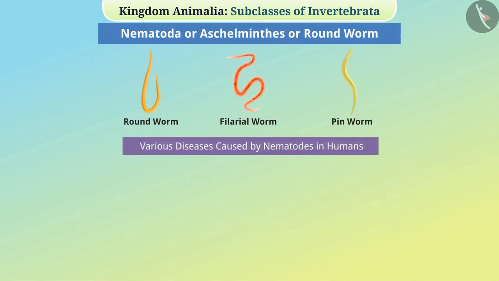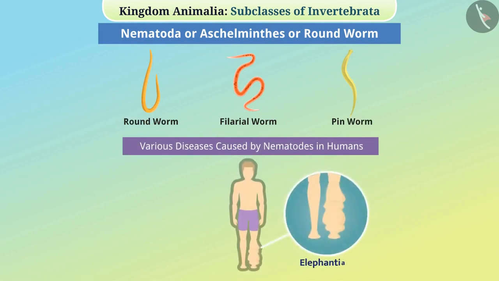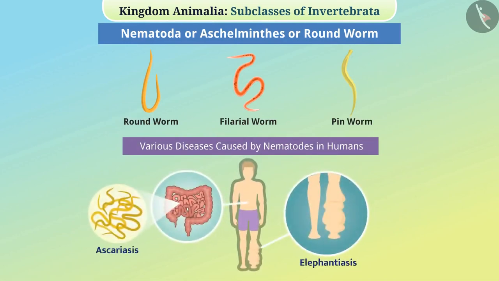Various diseases caused by nematodes in humans are elephantiasis and ascariasis. Among them, male and females are different. Females are larger than males.